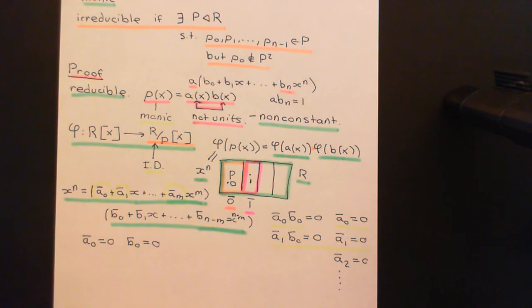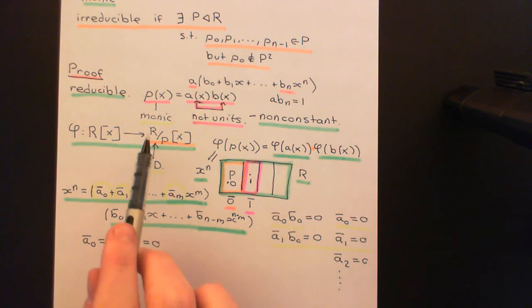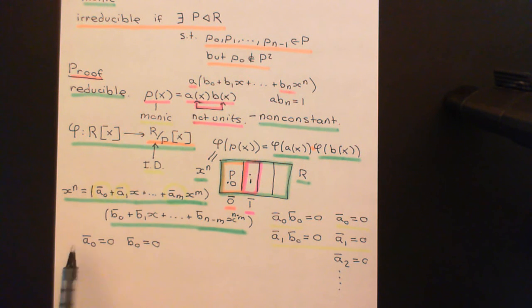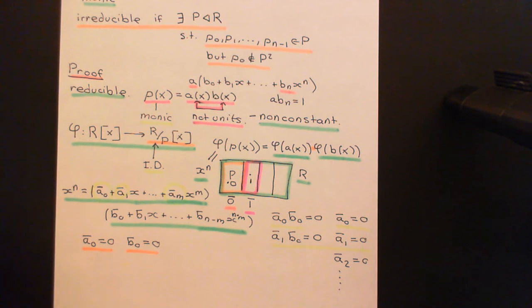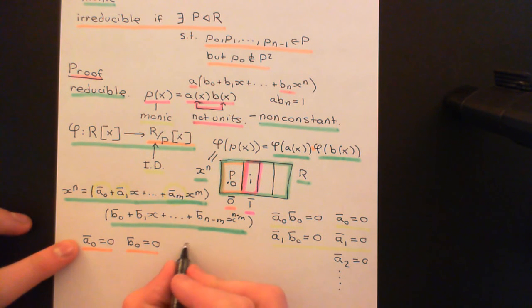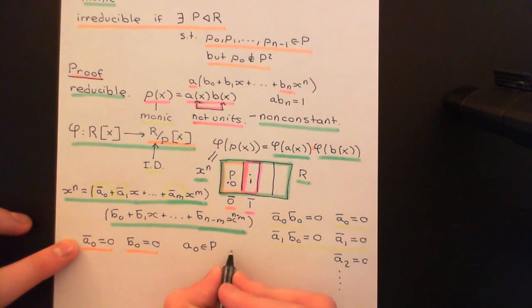So what we've now successfully concluded is that when we take these polynomials a of x and b of x, which we know are non-constant polynomials, so they do have some non-zero coefficients of powers of x greater than x to the 0, and we take them modulo this prime ideal p, their constant terms are going to end up being 0. Now what does that mean about the constant terms of the original polynomials a of x and b of x? Well, it means that a0 must have been an element of the prime ideal p, and b0 must have been an element of the prime ideal p.